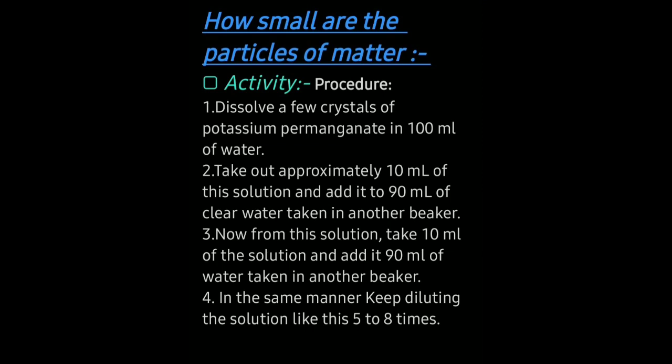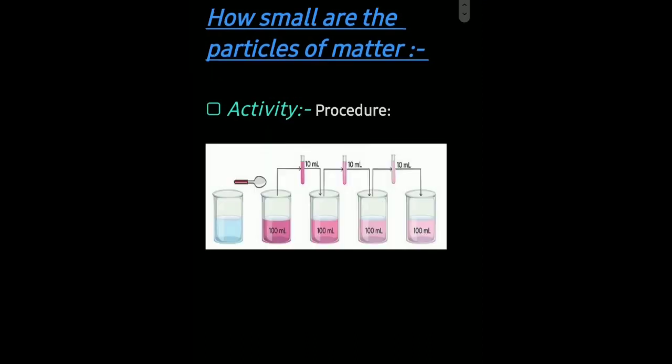So all you have to do is take 100 ml of potassium permanganate solution and dilute it 8 to 9 times, or you can easily do it 5 to 6 times. You have to take 10 ml of potassium permanganate solution and put it in 90 ml of clear water. You can see the procedure in the above picture.